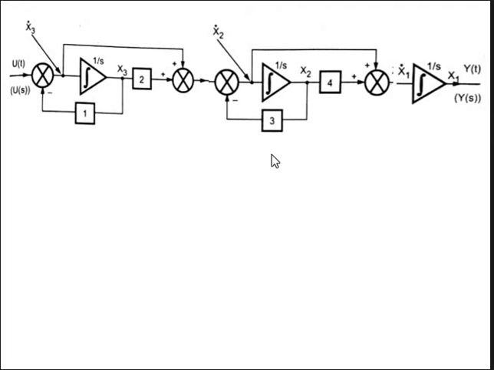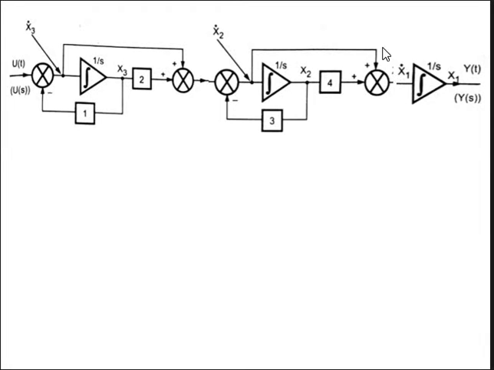So this is the arrangement for the cascade programming method. Now we can draw the equations, or we can derive the equations from this diagram. First one is x1 dot of t. So x1 dot of t is nothing but the output of this summation.